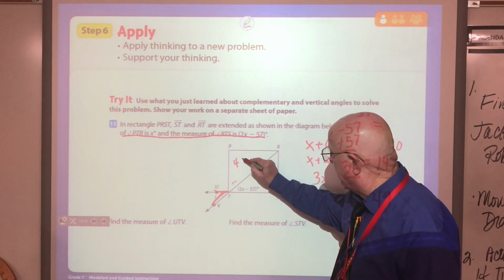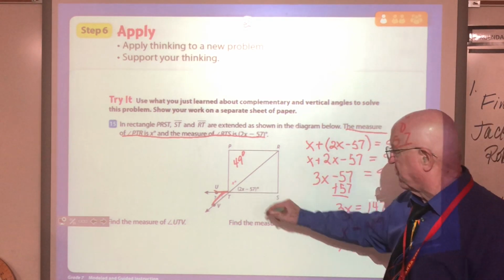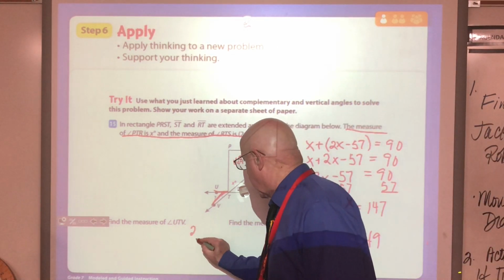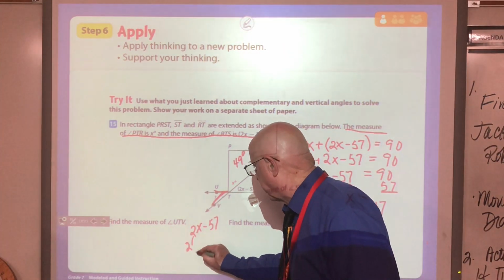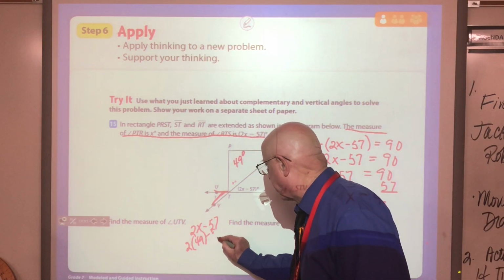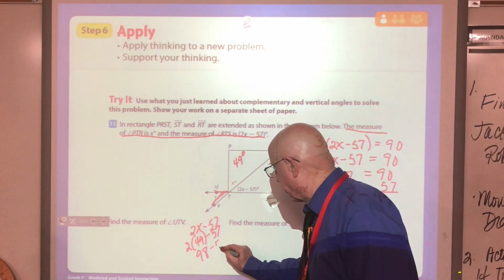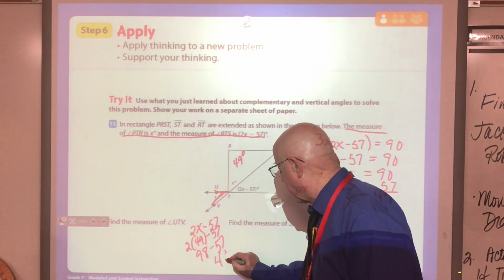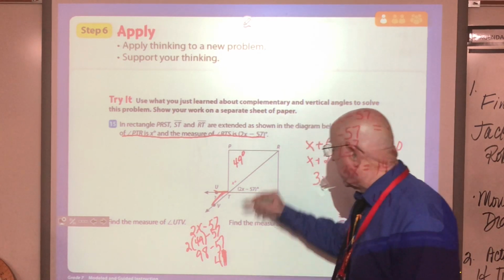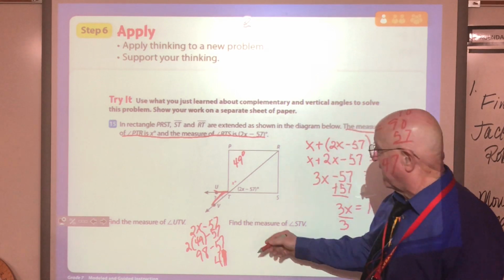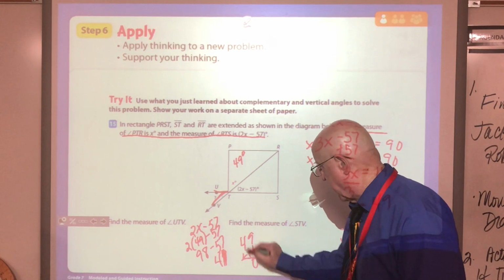Now we're going to use that to find out the measure of this angle. We already know this one's 49 because that's just X. So we're going to use that to find this one also. We have 2X minus 57, so 2 times 49 minus 57. That's going to give us 98 minus 57, which is going to be 41. And if we add 49 and 41, we're going to end up with 90. So 49 plus 41 equals 90 degrees.